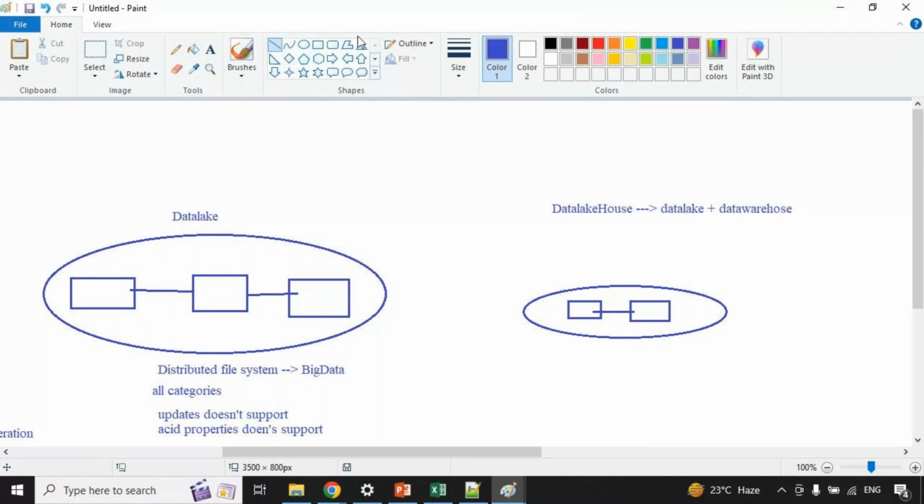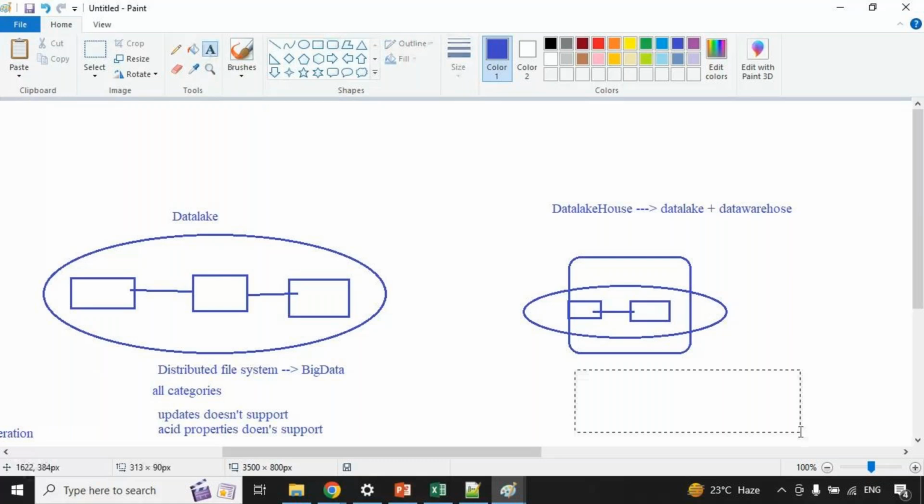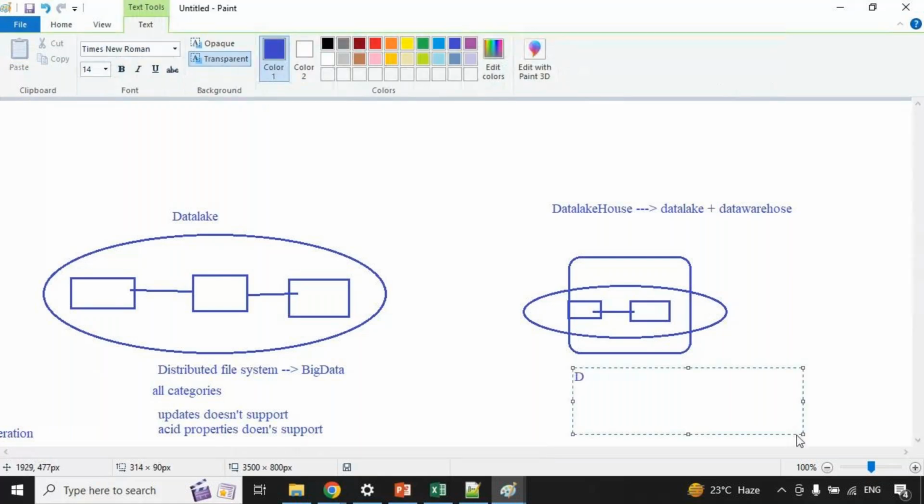On top of this, we can have data warehousing also. Both data lake and data warehousing features we can implement. So here, both big data handling, I said data lake plus data warehouse, we can handle big data. It can support the ACID properties.